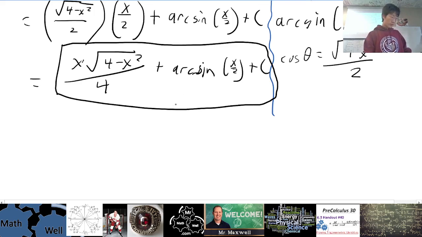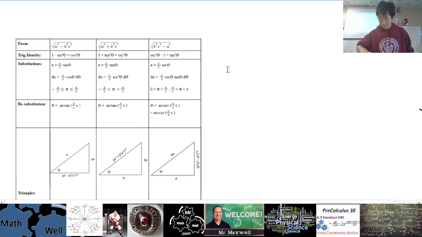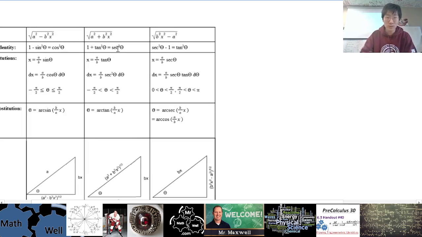Okay, so this was a sine substitution, right? But actually, there are 2 more forms of trig substitution that we can do, and let's go over them now. So I have a very nice chart here. The first other form is root a squared plus b squared x squared. All right, and the substitution you make is x equals a over b tan theta. And you do that because the identity you want to use is 1 plus tan squared theta equals secant squared theta. Now, how do we know which identity to use?